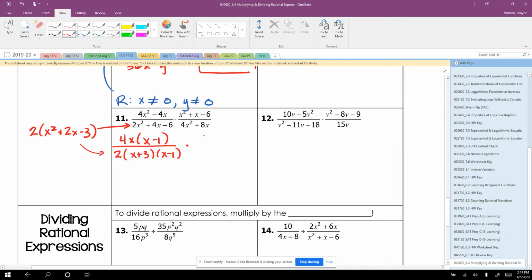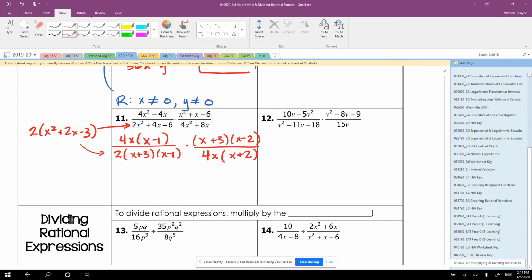The second term, the top is going to factor to x plus 3 times x minus 2. On the bottom, I have a GCF of 4x again. And this time, when I take the GCF out, I'm left with x plus 2. Okay, now you can simplify common factors.